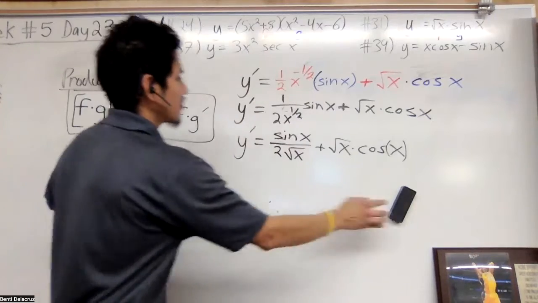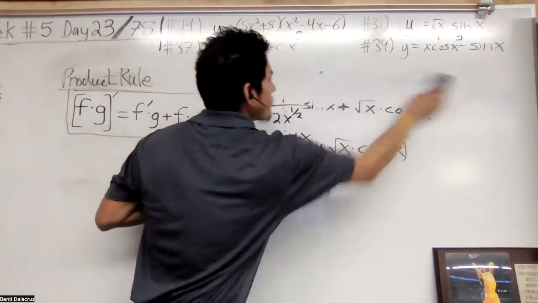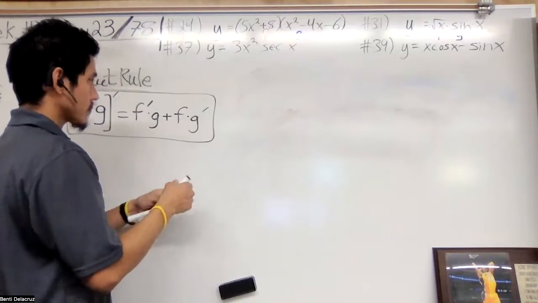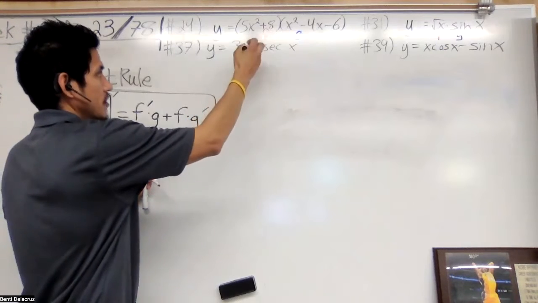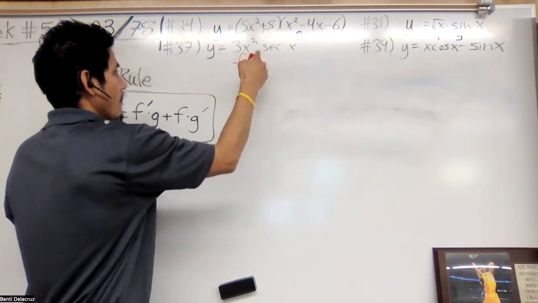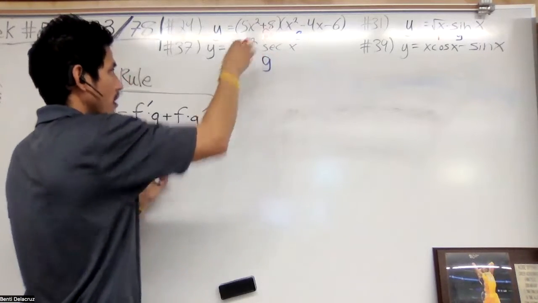Okay, so let's do 2 more. So let's look at 37 here. So again, here we have our f function, which is going to be 3x squared. That'll be f. And our secant of x, that's our g. So again, we have the product rule going on.